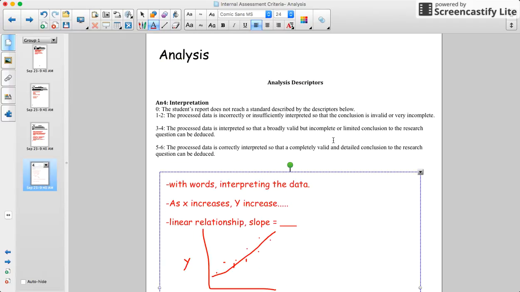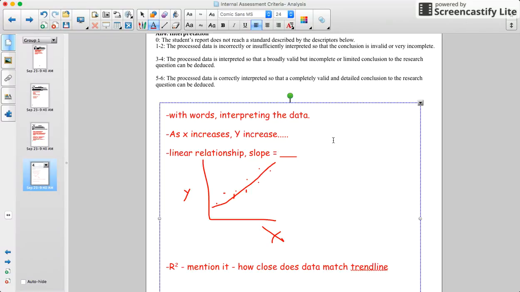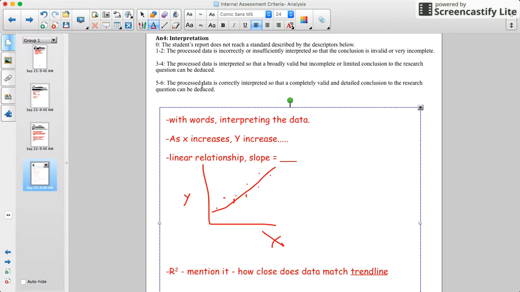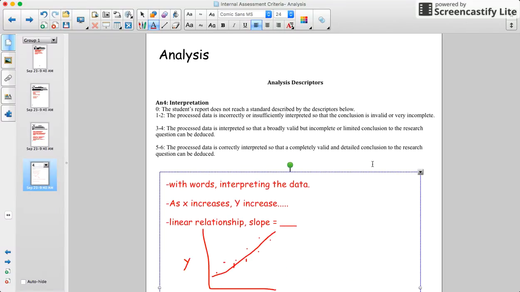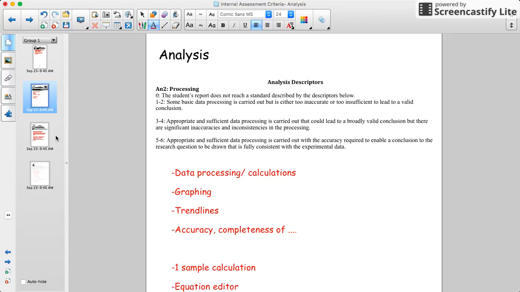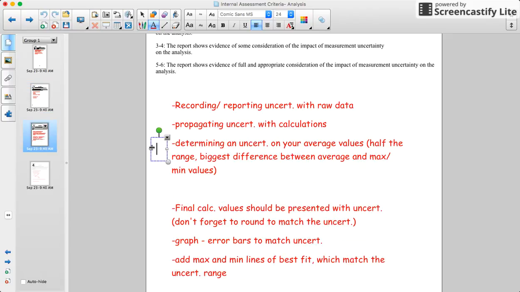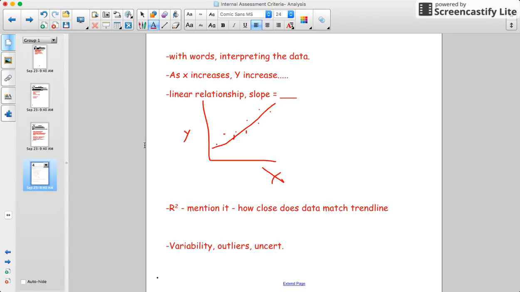This is what you're expected to do in strand 4. And so it should be a pretty easy strand to earn marks on. And in fact, analysis in general should be a criteria that everyone can score well on if they take the time to collect enough data, process it accurately, deal with uncertainties, and then just interpret what their data shows them.